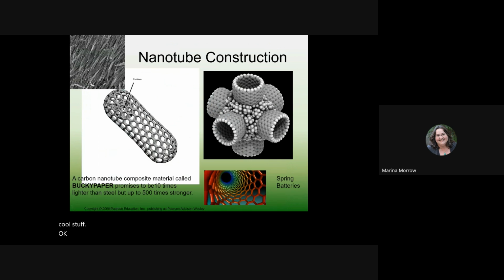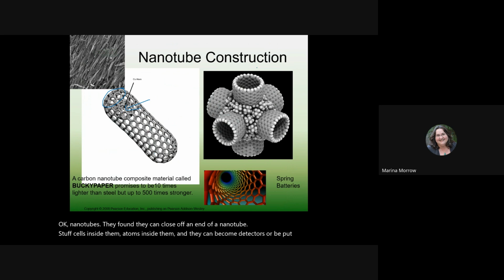Okay, nanotubes. They found they can close off an end of a nanotube, stuff cells inside them, atoms inside them, and they can become detectors or be put in paints. They can even put them together and make tiny little machine parts or squish them down to make batteries. Anyway, so there are lots of ideas for nanotubes also.